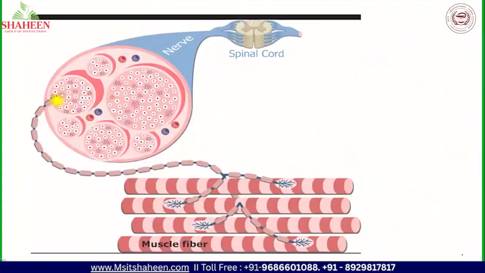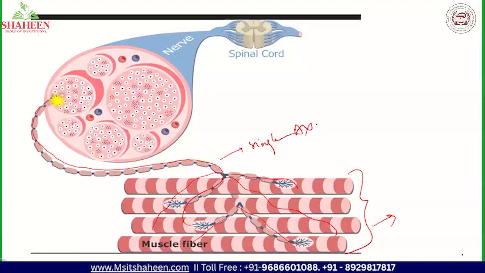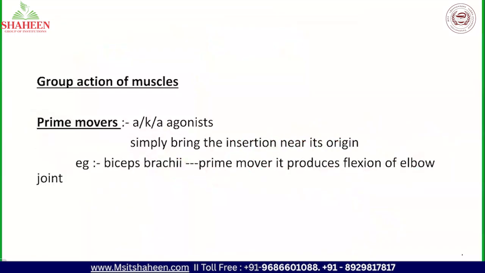So this is one motor neuron, that is one motor unit, because a single axon innervates different muscle fibers. This many muscle fibers innervated by a single axon is known as one motor unit. All right. So next is about the group action of a muscle.